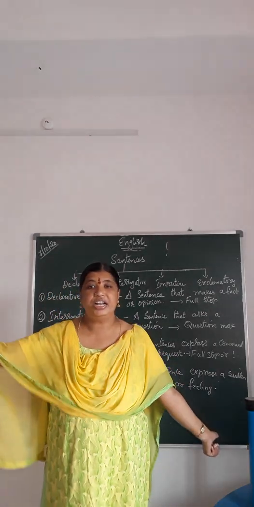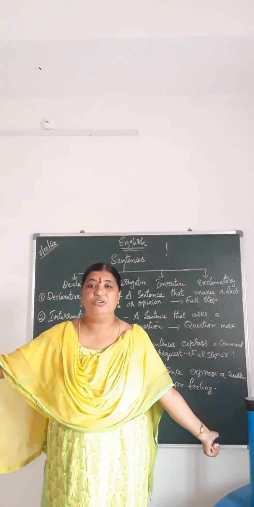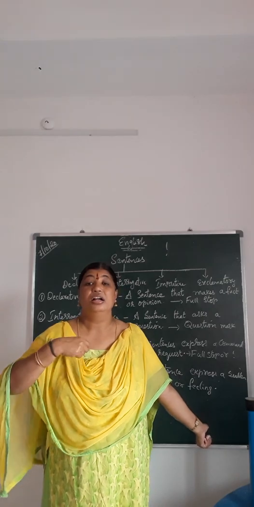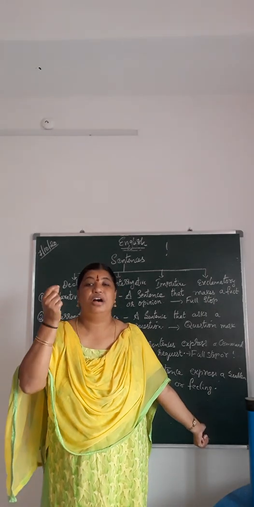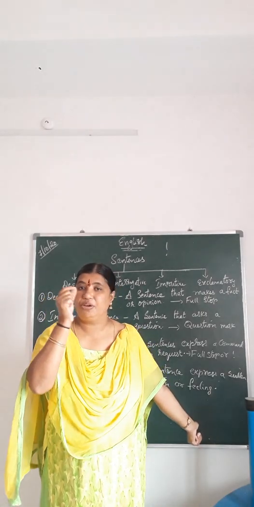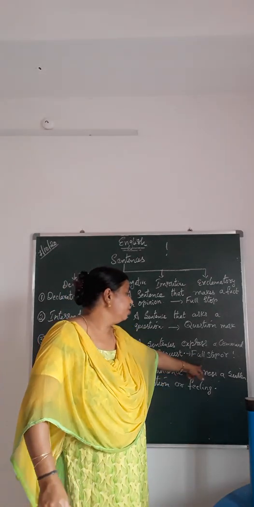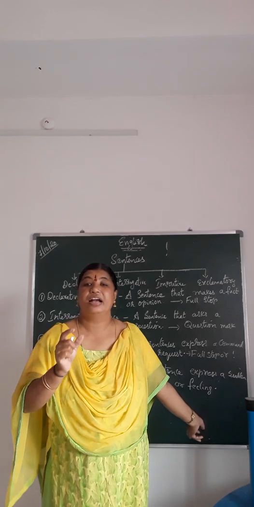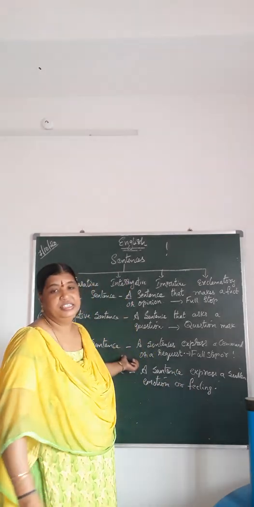For example, shut the door. Shut the door. That is a command. You are not talking politely; you are commanding somebody. In that place, you can use either a full stop or an exclamation mark. Such types of sentences become imperative sentences.